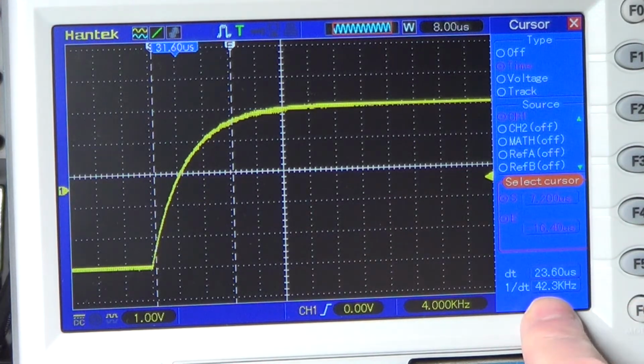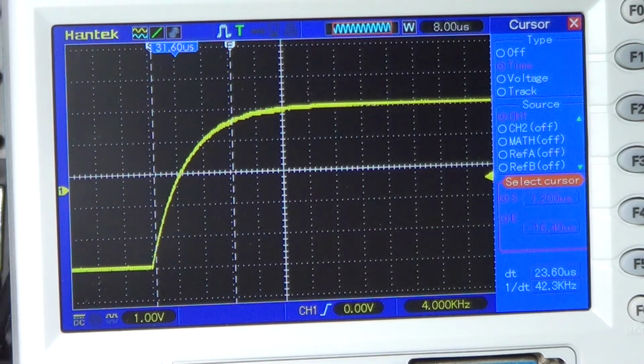And here is the time between these 2 points, which is 23.6 microseconds. So this is the rise time for this filter, 23.6 microseconds. For this filter in particular. Let's measure the fall time now. The fall time is defined as the time needed to go from the 90% of the value down to 10%. Basically it's just the opposite as the other one.